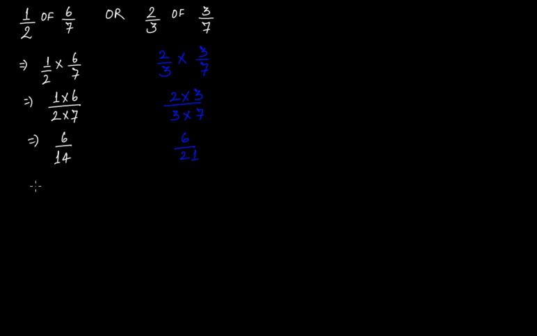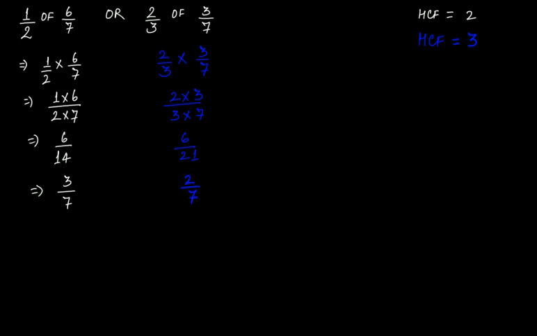So if we simplify the 6 by 14, what will be the highest common factor of 6 and 14? The highest common factor of 6 and 14 will be 2 only. So if you divide 6 by 2, you will get 3 as a quotient. And if you divide 14 by 2, you will get 7 as the quotient. So this 3 by 7 is the simplest form of this one. Now, what about 6 by 21? If you try to find the highest common factor of 6 and 21, it will be 3. So if you divide 6 by 3, you will get 2. And if you divide 21 by 3, you'll get 7.